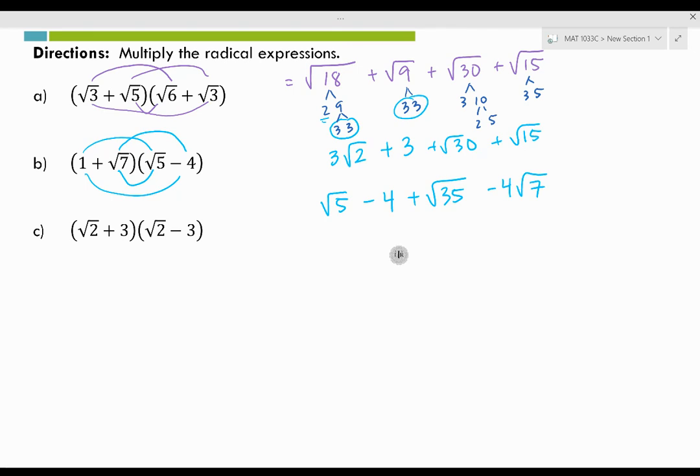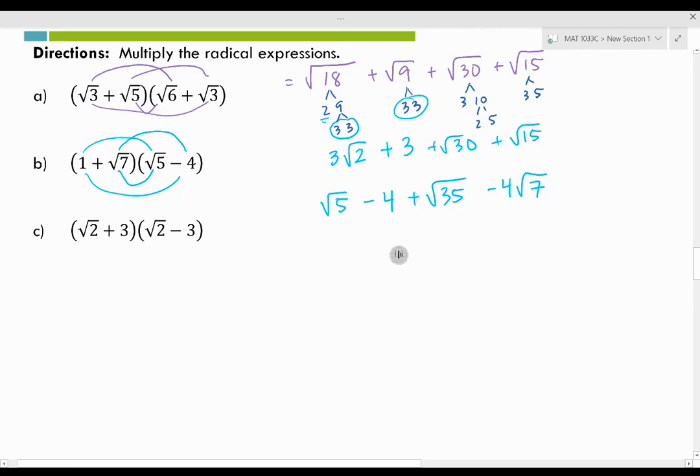We're going to see if anything breaks down. 35 is the same thing as 5 times 7. No pairs there. Square root of 5 is not a pair. So nothing breaks down. That's your final answer for that one.